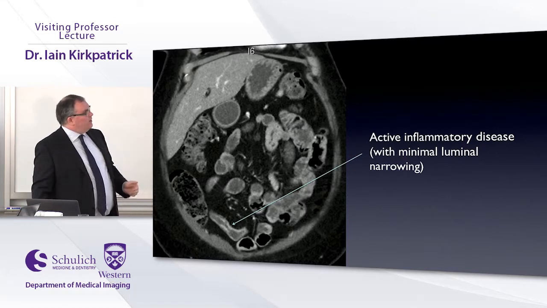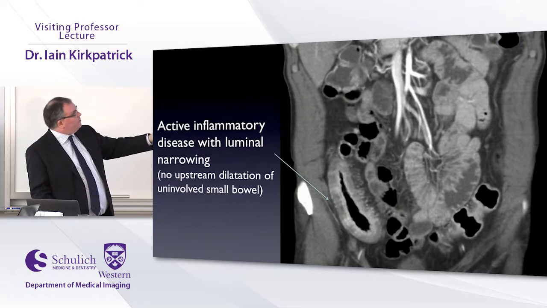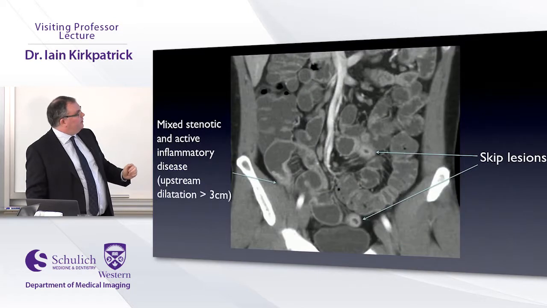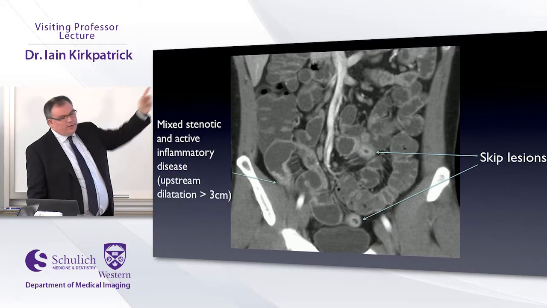That one could normalize if you treat it medically. And then a more severe case where there's quite a bit of luminal narrowing, obviously a lot of edema there, but there's no evidence of obstruction at this point. So active inflammatory disease with luminal narrowing is the category we'd put it in, versus this patient who has wall thickening, luminal narrowing, but upstream they're greater than 3 centimeters.